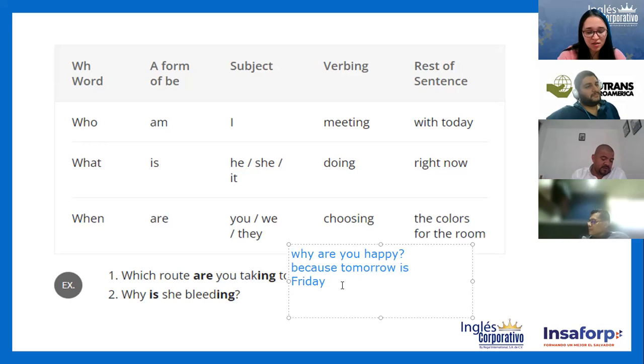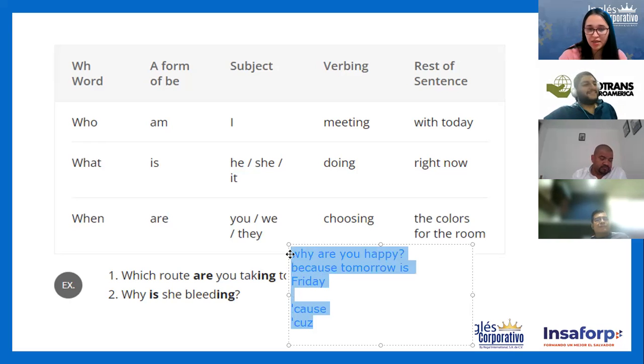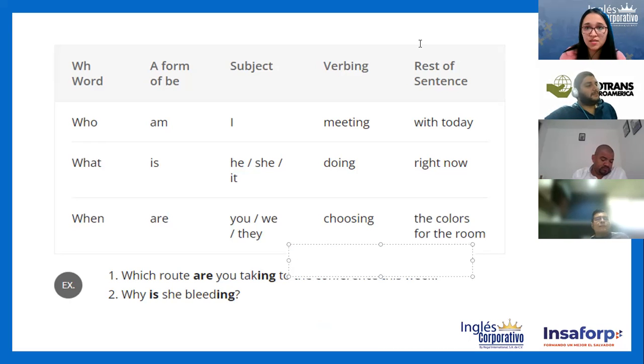We can also find it in a fairly informal way, which is 'cause. You can also use it, but mostly when speaking. There is also the other one, which is 'cause too, but that is very informal. So, these are some of the ways where you can answer. Okay, guys, so let's move on and let's try to practice, right?